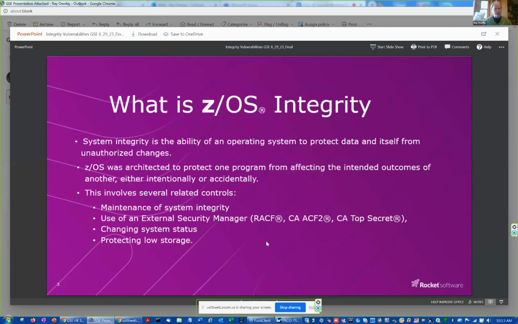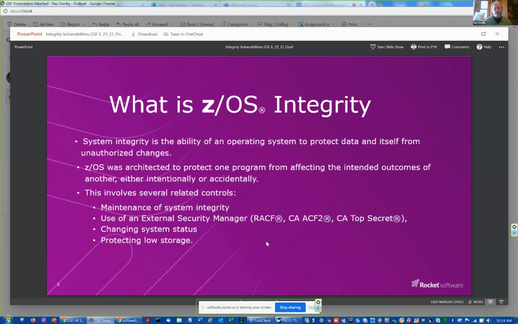Right, there are different sources and there's fundamentally different remediation that you have to go through. Anyways, system integrity in our talk today is the ability for the operating system to protect the data and its processes from unauthorized changes, right? You wouldn't want just anybody to be able to set bypass protect or to make their program be in the PPT so that it can run in special key or bypass password, that sort of thing, right? Or allow any APF authorized load library that you happen to allocate to be APF, right?